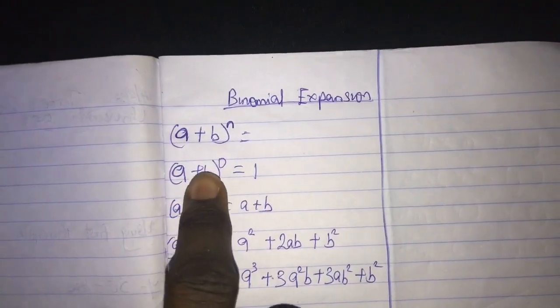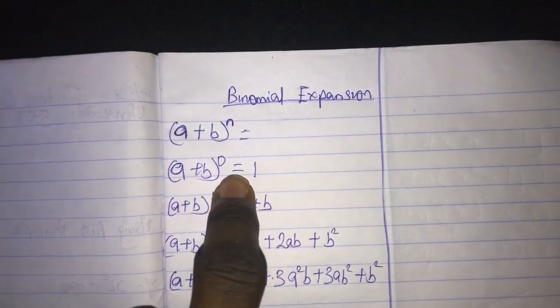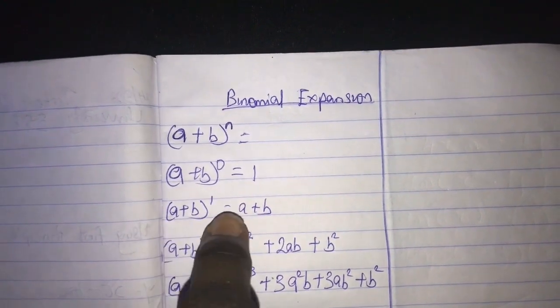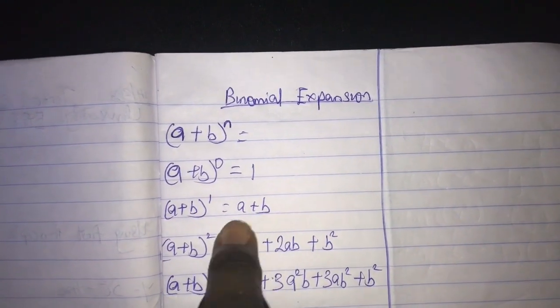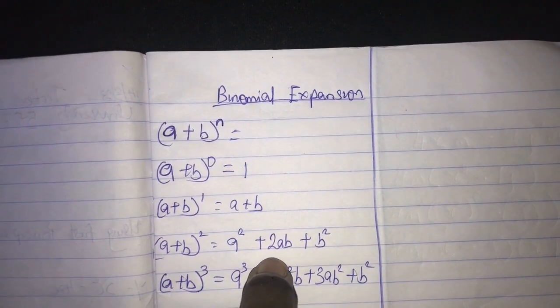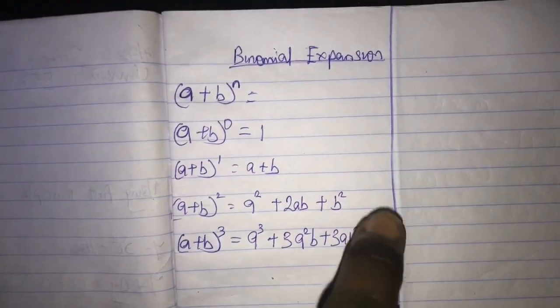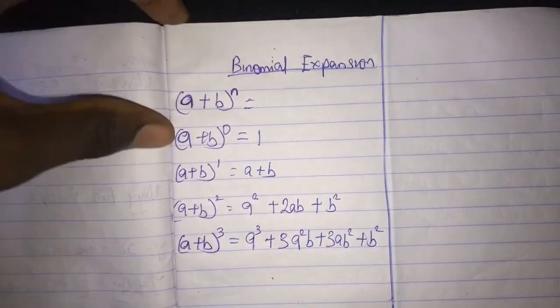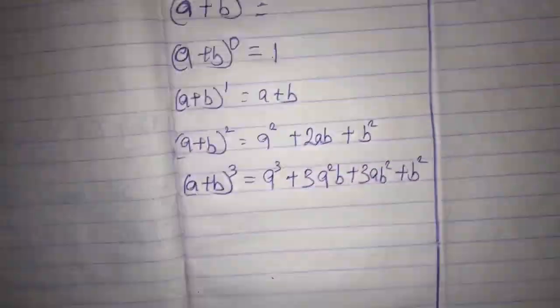It is used to expand terms with a power, which is n. If we are given (a + b) to the power of 0, this will give us 1. (a + b) to the power of 1 will give us a + b. (a + b) to the power of 2 will give us a squared plus 2ab plus b squared. Of course, we know this. We did this when we were doing factorization and expansion.